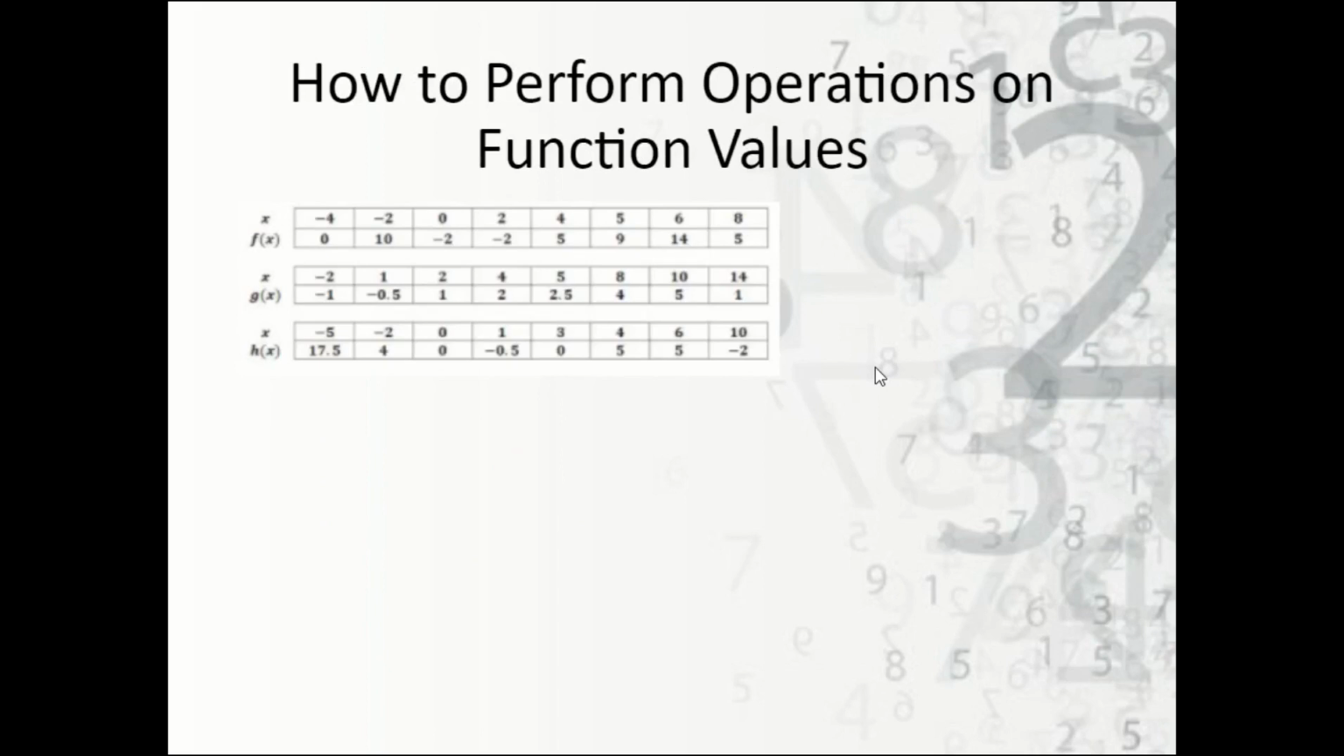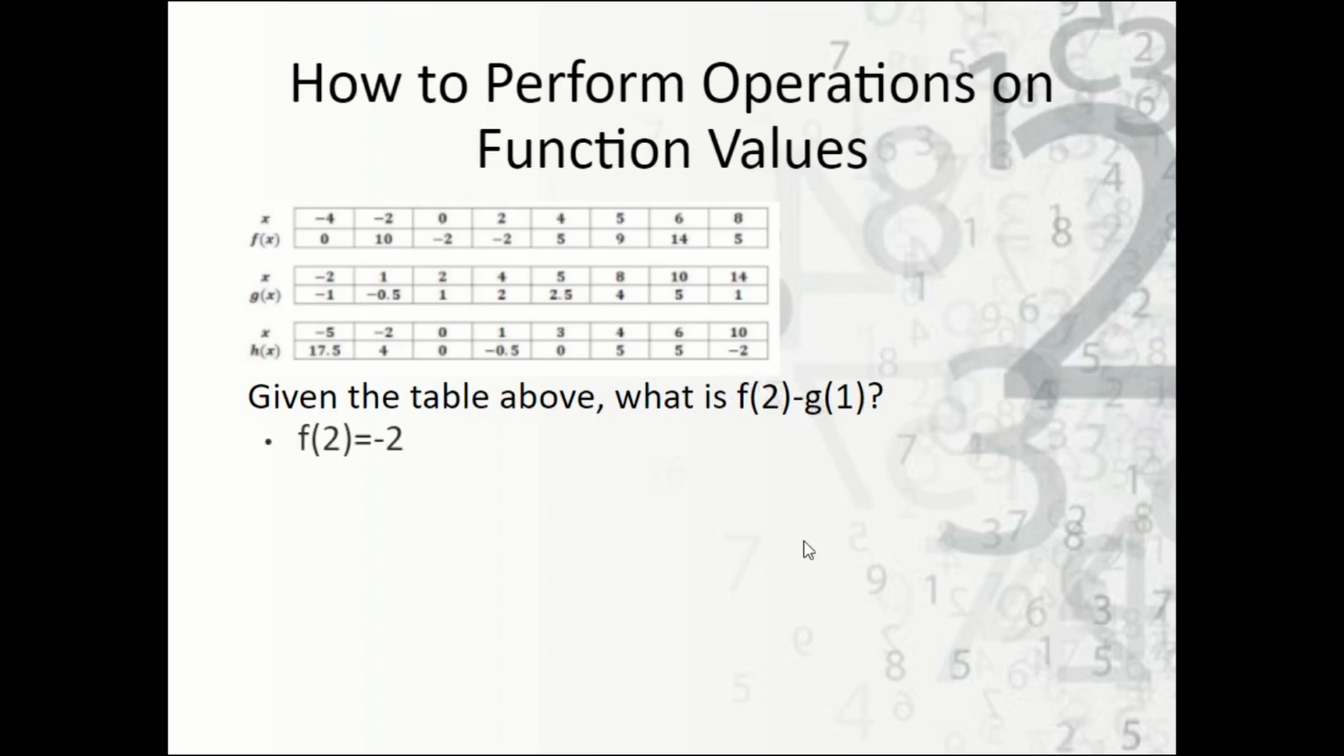Now, how do we perform operations on function values? So let's say, given the table above, what is f of 2 minus g of 1? So what that means is we're going to find what f of 2 is and then subtract g of 1 from it. So f of 2, if we look at f of 2, we can see that the value here is negative 2. So when x is 2, y is negative 2. So we keep that there.